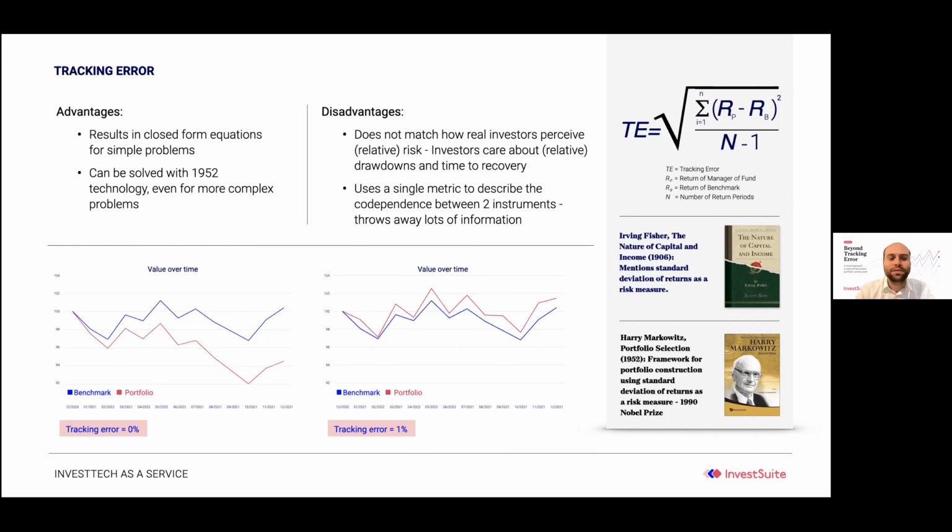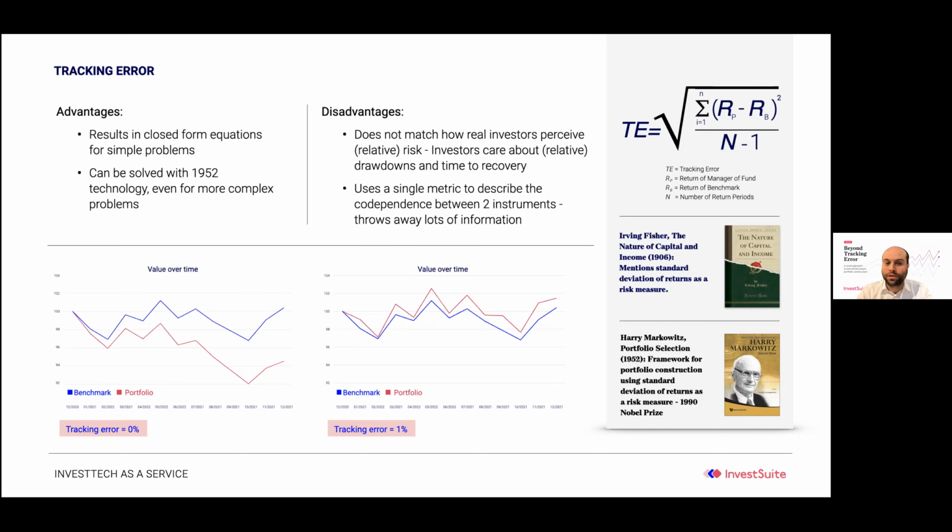But it has a few downsides. First of all, it doesn't match at all with how real investors perceive risk. Nobody lies awake at night worrying about the standard deviation of their returns. Real investors care about drawdowns, or relative drawdowns in this case, and recovering from those drawdowns as quickly as possible in case they do occur. A second disadvantage is that it describes the interaction between two assets with one single metric. So it throws away a lot of information, which is of course needed to make it optimize quickly in 1952. But it has some downsides. It causes overfitting and sometimes very unintuitive solutions.